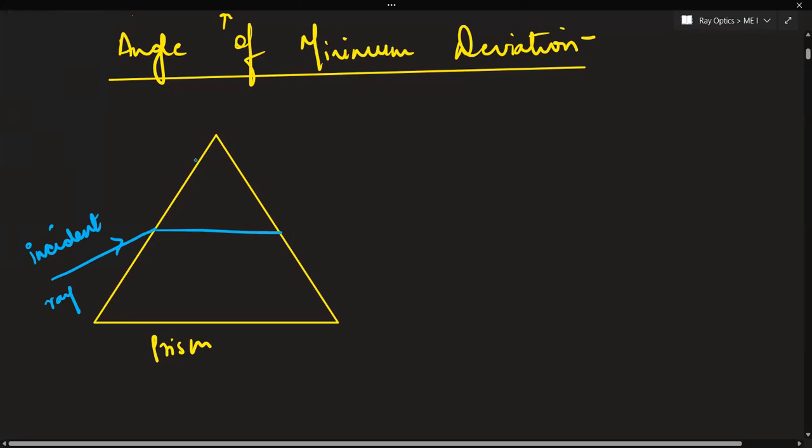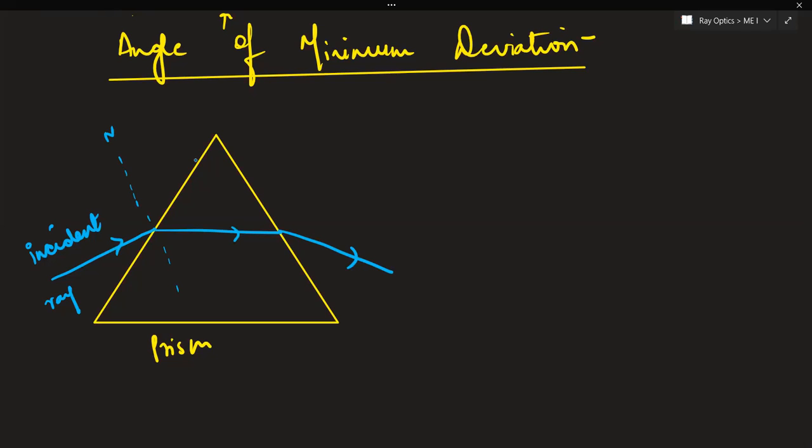It got refracted and then again it got refracted. The final ray that emerged, we can call it the emergent ray also. You can keep it as the refracted ray also. Now see, at this point, if you go into the details, you'll notice that this is a normal.